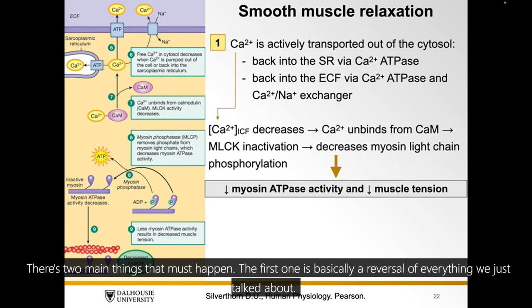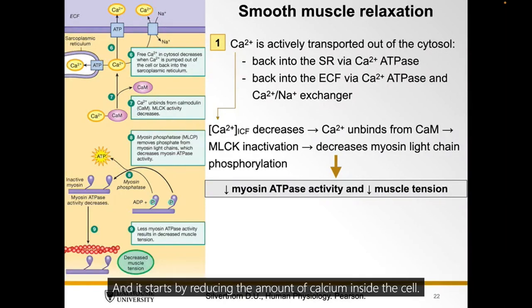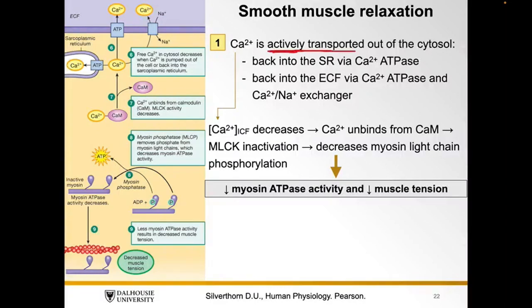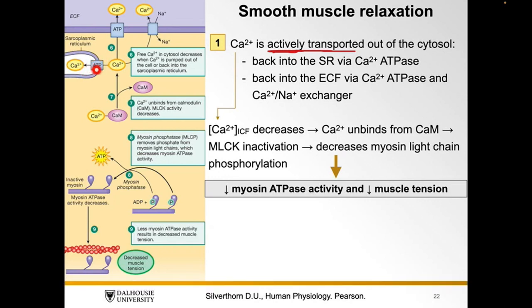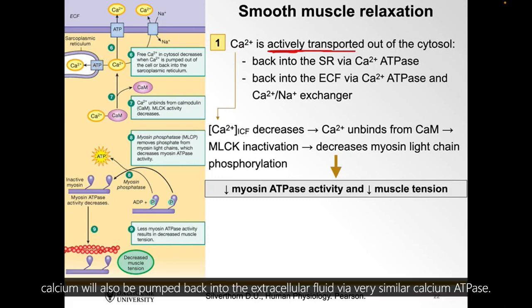There are two main things that must happen. The first one is basically a reversal of everything we just talked about. It starts by reducing the amount of calcium inside the cell. To do that, calcium must be actively transported out of the sarcoplasm, actively because it will be transported against its concentration gradient. So calcium will be pumped back into the sarcoplasmic reticulum via calcium ATPase. And then calcium will also be pumped back into the extracellular fluid via a very similar calcium ATPase.